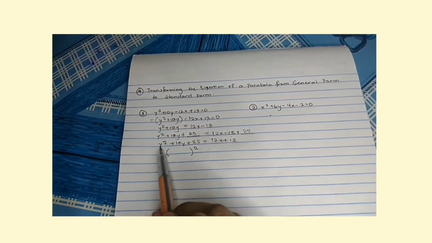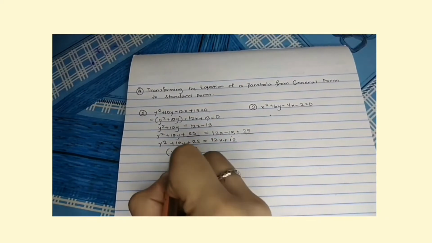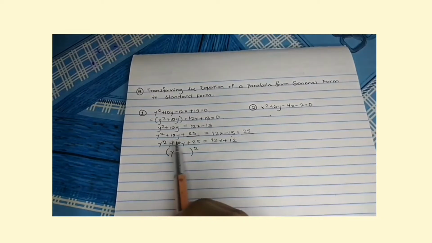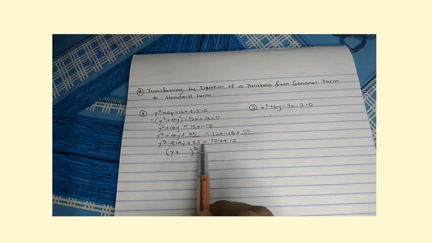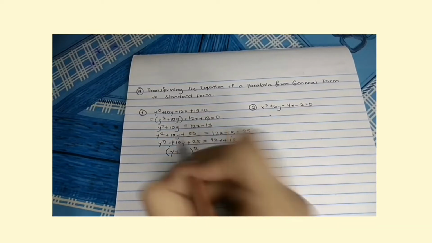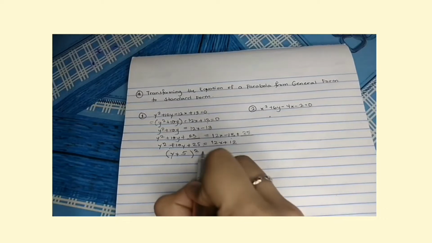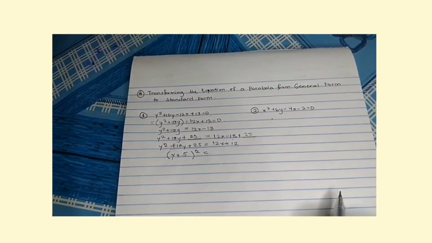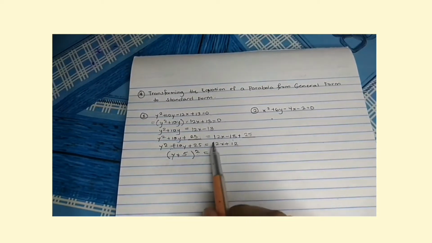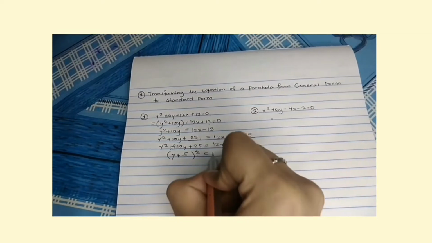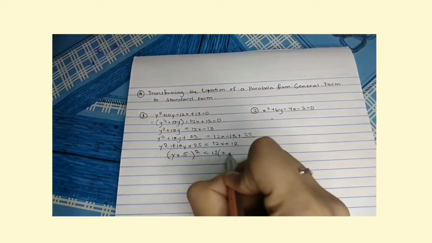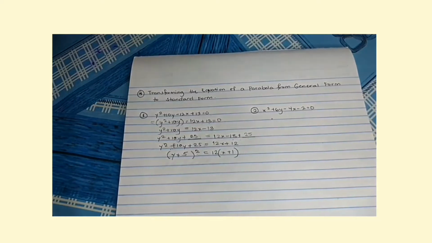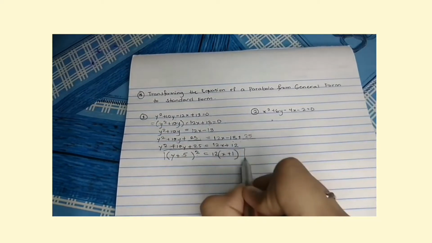We have to write the first term, which is y, copy the middle sign, and square the last term. y plus 5 squared is equal to, now to get this we have to factor, so 12x plus 1. That is the answer.